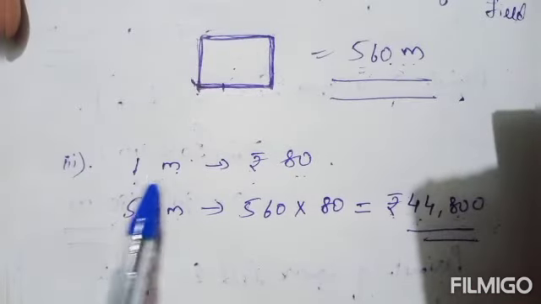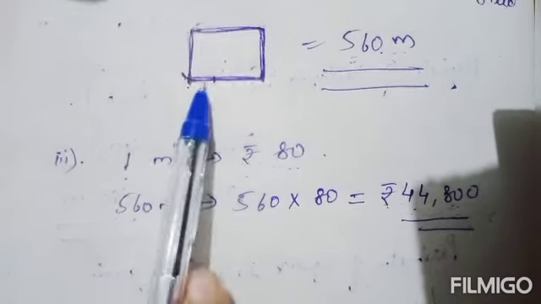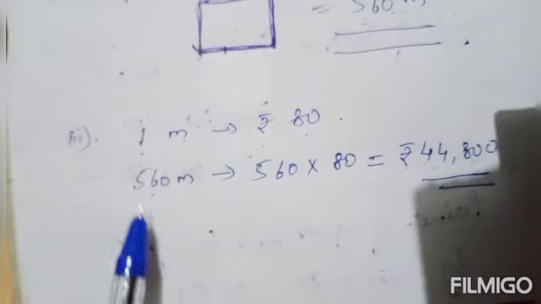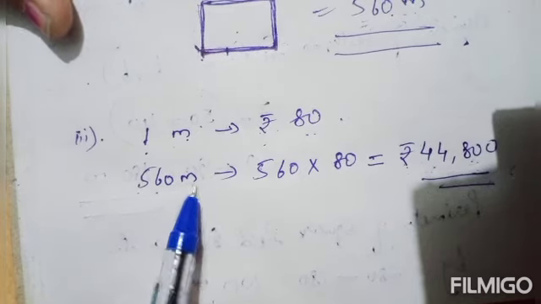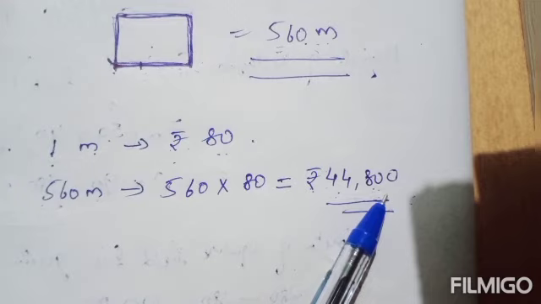1 meter fence ചെയ്യാൻ rupees 80 ആണ്. If so, when we fence around the rectangular field, what is the total meter? 560. That is perimeter. 560 meter fence ചെയ്യാൻ it will be 560 into 80, 44,800 rupees.